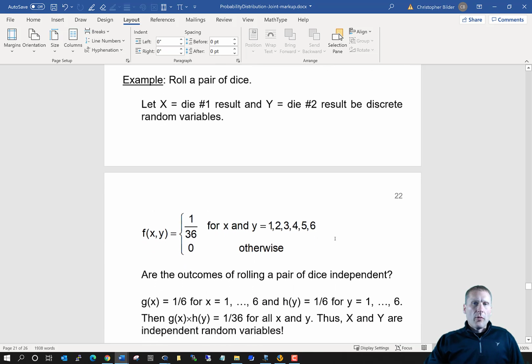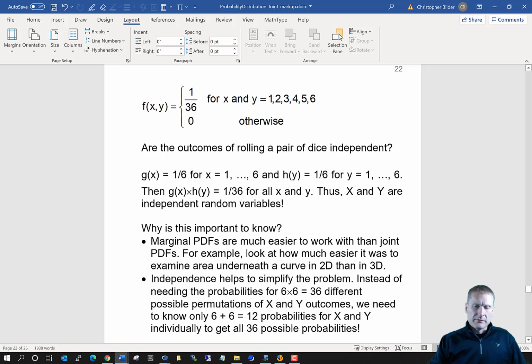So let's go back to the roll a pair of dice example. Let's see if we have independence, meaning what happens on that first die, is it independent of what happens on the second die and vice versa. And so here's our PDF that we saw before. We can get the two marginal PDFs as well. And if you take these two marginal PDFs, multiply them, guess what? You do get that joint PDF back. This is an extremely simple example. That's why this works in this particular case. So indeed, x and y are independent.